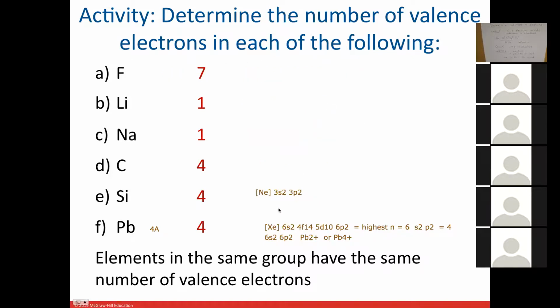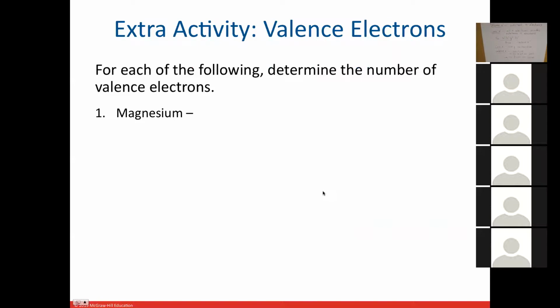Okay, let's continue. Let's do some practice. Valence electrons. You probably have a periodic table in front of you. How many for magnesium? It's element number 12, but it doesn't have 12 valence electrons. What group is magnesium in? 2A. So how many valence electrons then? 2. All right, perfect. Group 2A, 2 valence electrons.